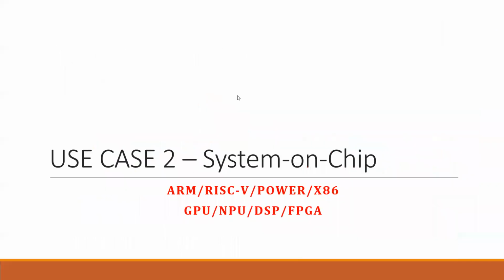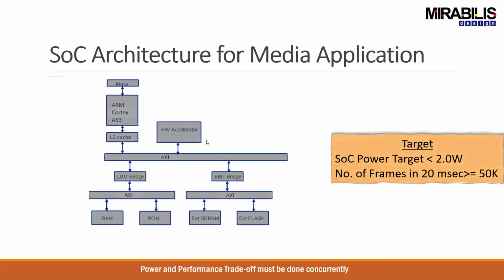Thank you. So for use case 2, we will be looking at the system on chip design for a multimedia application. This is the block diagram representation of our target system, and these are the two targets, or requirements, that need to be satisfied.